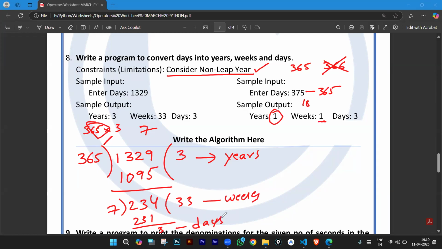Let me do this once again. Take any number, you do it, you will get the same thing. For example, we'll go with 375 here. Okay. Yeah, same thing. 365.